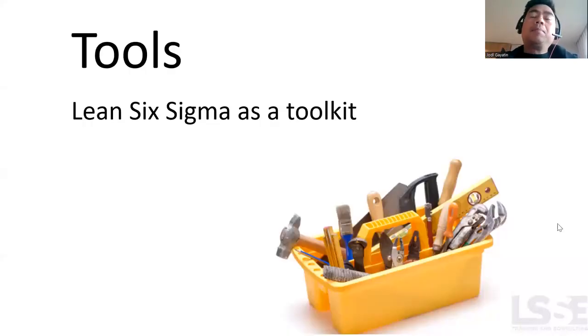And the answer is that you can consider Lean Six Sigma as a toolkit. So Lean Six Sigma is a methodology that helps businesses deal with their processes to make them cost effective, to improve the turnaround time, and to reduce the defects. But at the same time, you can consider Lean Six Sigma not just as a methodology, but also as a set of tools. Lean Six Sigma has, in fact, a lot of tools, and I'll just be giving you some examples of the tools of Lean Six Sigma.